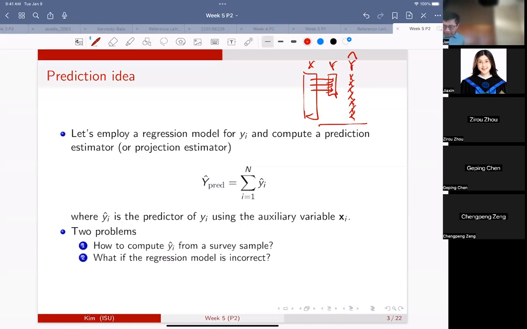That's a very simple idea, but maybe there are two questions. The first question is how to compute Y hat: how to fit a model and learn from the data when you have survey data. The second is, what if my model is not really good? These are very natural questions.